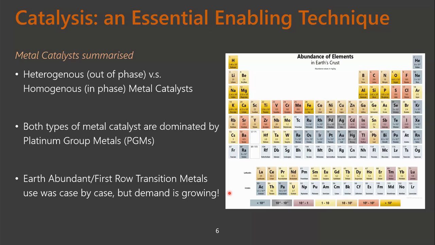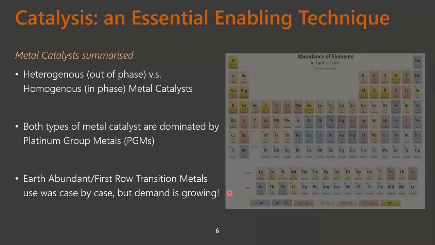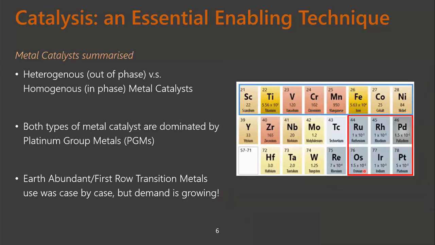Both of these have been predominantly dominated by platinum group metals, and I hear you all asking, what is a platinum group metal? They are these six metals highlighted in red at the bottom: ruthenium, rhodium, palladium, osmium, iridium, and platinum, and they are some of the rarest materials in the world.